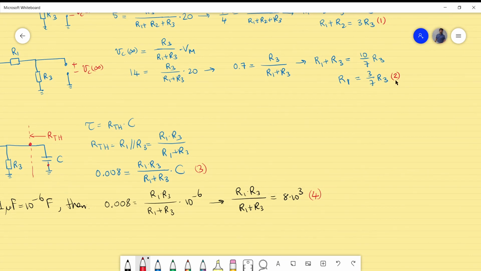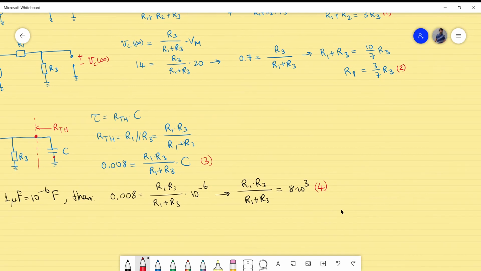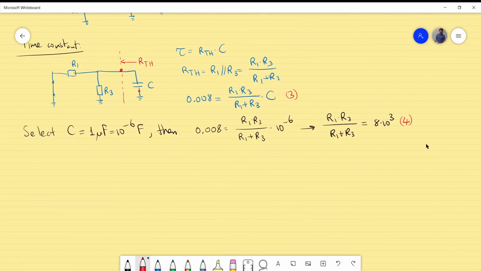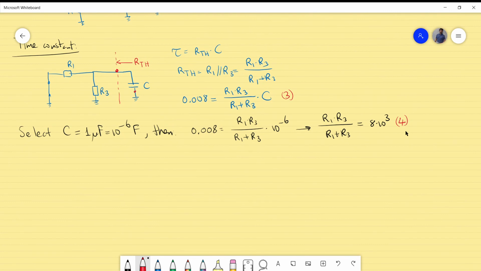So I will substitute equation 2 in equation 4, such that there is only one unknown. So I will substitute equation number 2 in 4. What we get is the following.